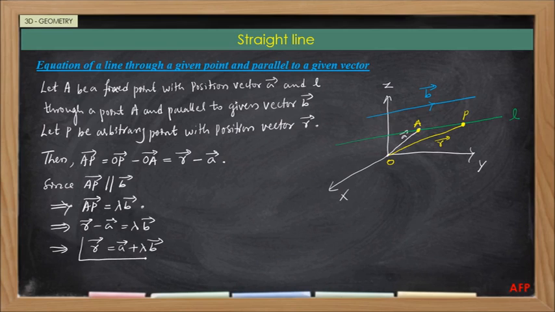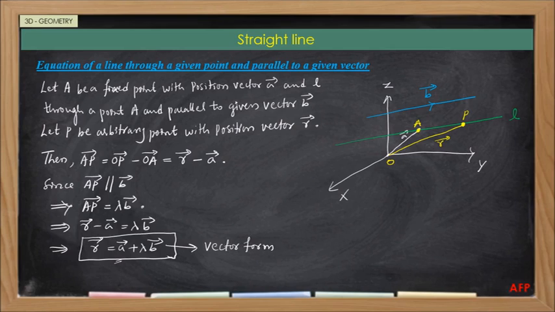So this is called the equation of a line. This is the equation of a line passing through the point A, which has position vector a, and parallel to a given vector b. So this equation is called the vector form.